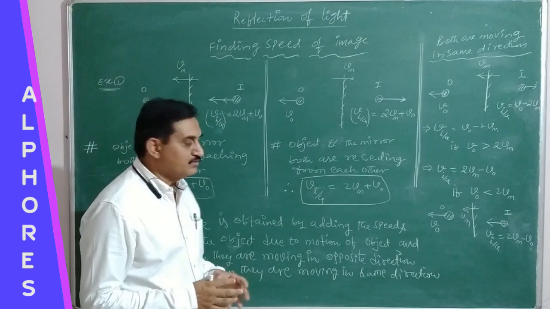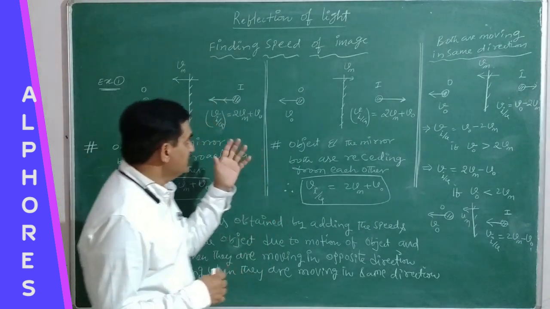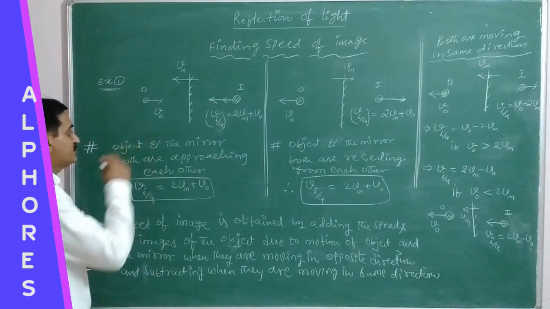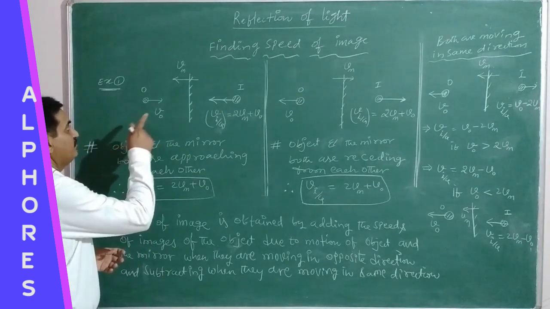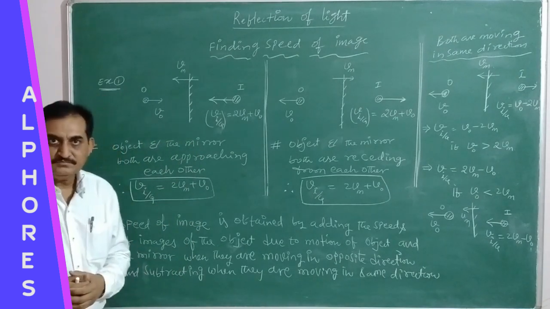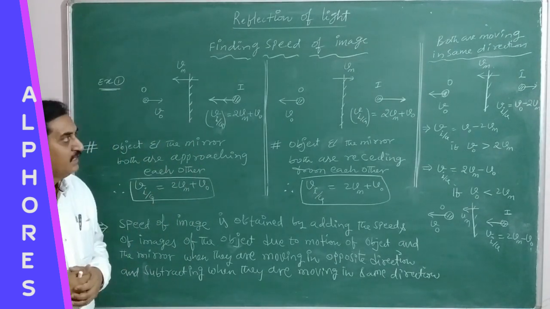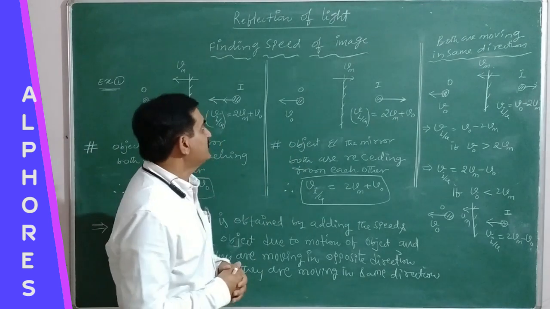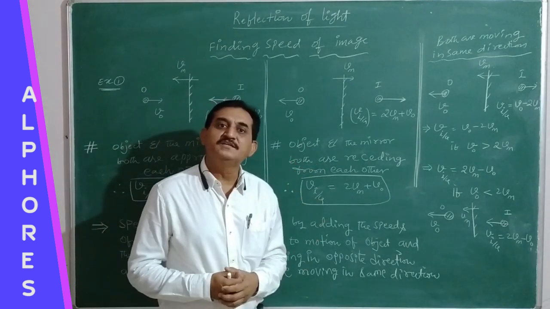So I am going to clarify this point by taking this example. Now in the first situation, the object and the mirror both are approaching each other. These two are approaching. And in the second case, the object and the mirror both are receding from each other.